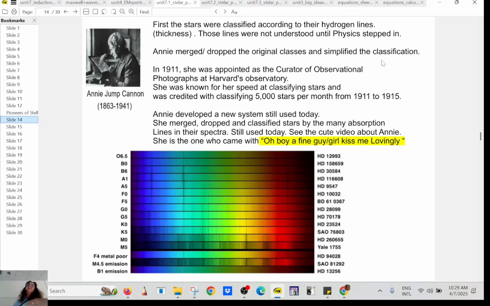So it was a classification. She took all the spectra and divided them into groups, and the groups go O, B, A, F, G, K, M, and now you have L and T. So she came up with this sentence: "Oh boy, a fine guy kissed me lovingly."